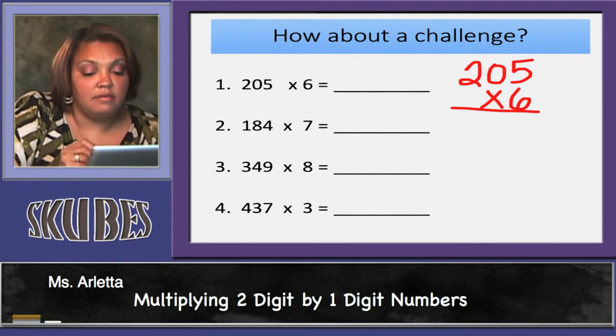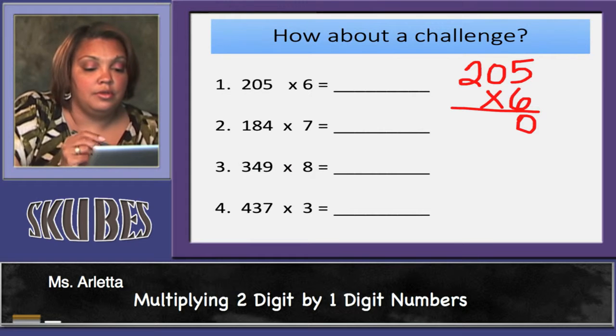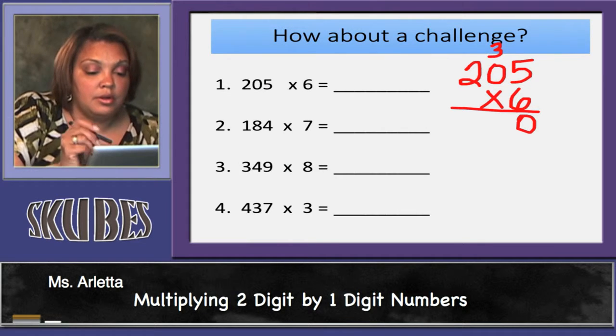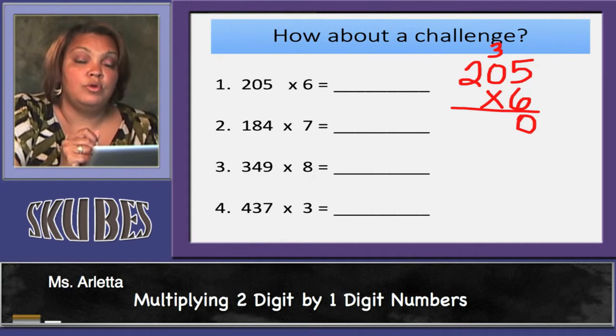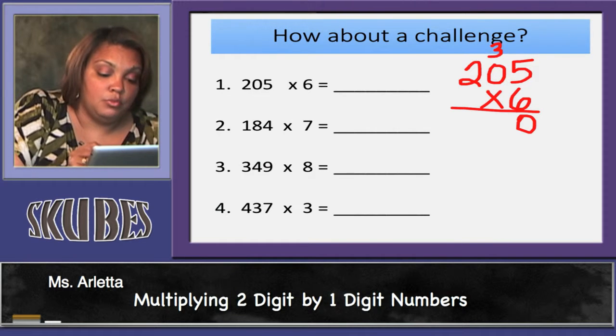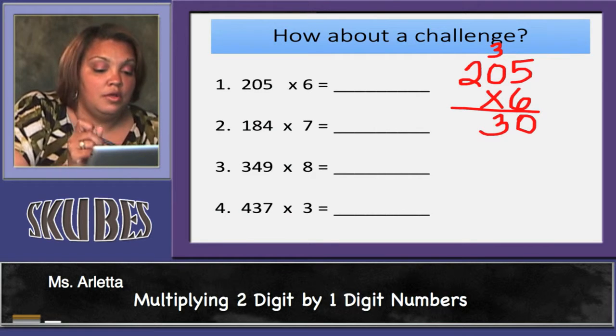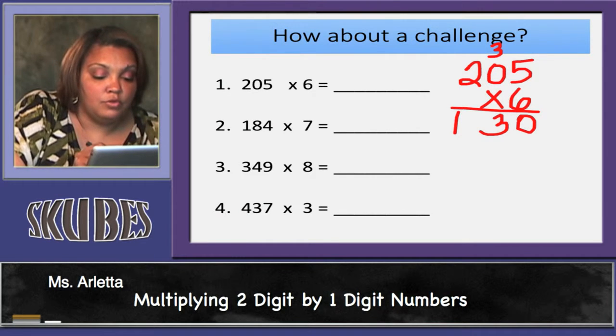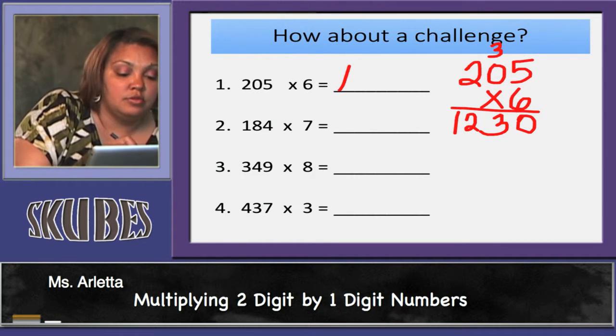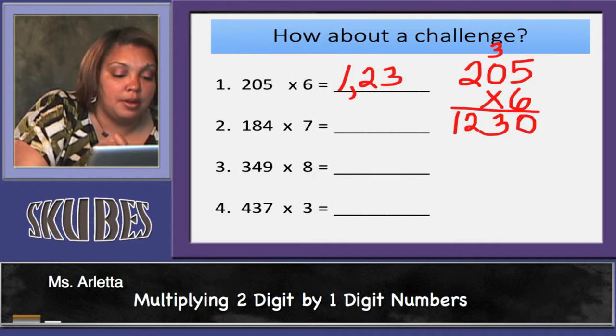6 times 5 is 30, and I would carry my 3. 6 times 0 is 0, plus that 3 would be 3. 6 times 2 is 12. There was nothing carried, so you write the 12. 1,230.